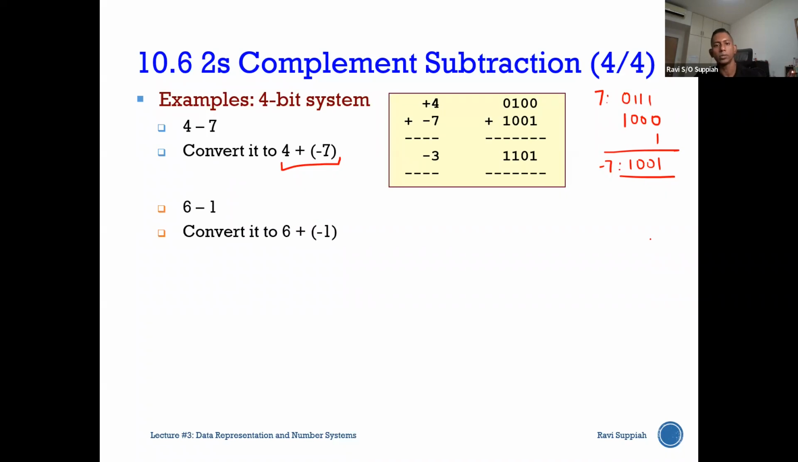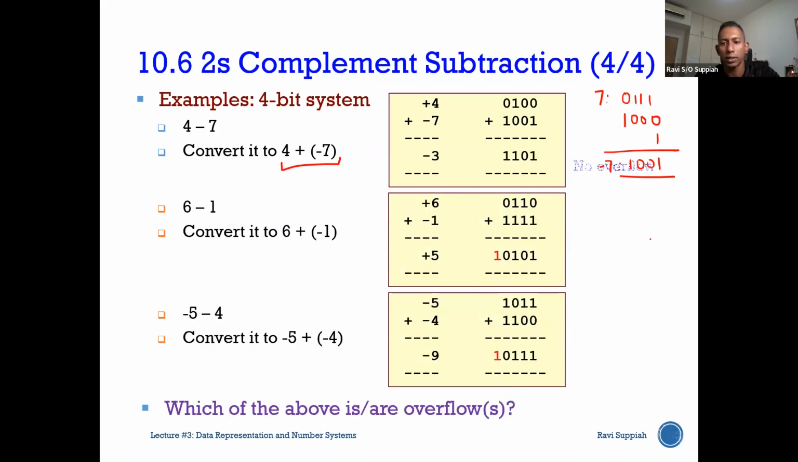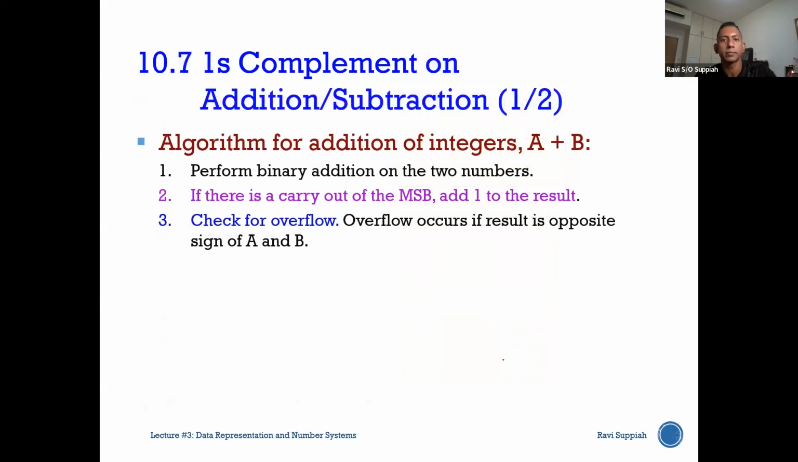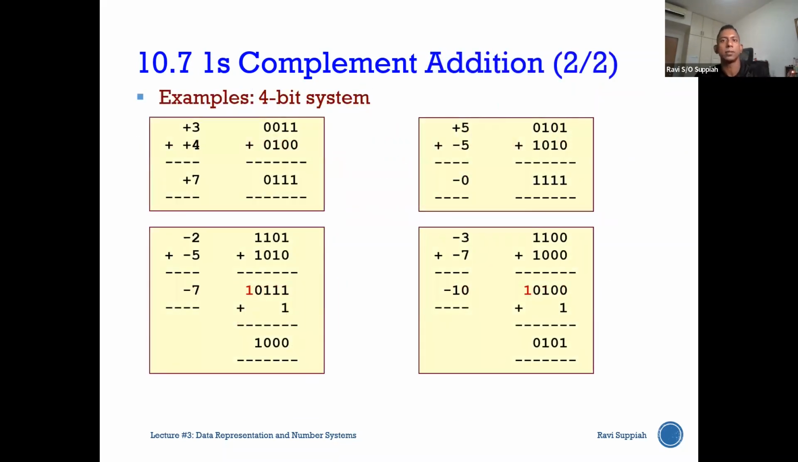Okay, and again, once you do that, you can then check for overflow based on the result. So in this case, you can see that for this last example, you have two negative numbers added together, but you have a positive answer. So it's an overflow condition. Okay, so the ones complement addition is similar.